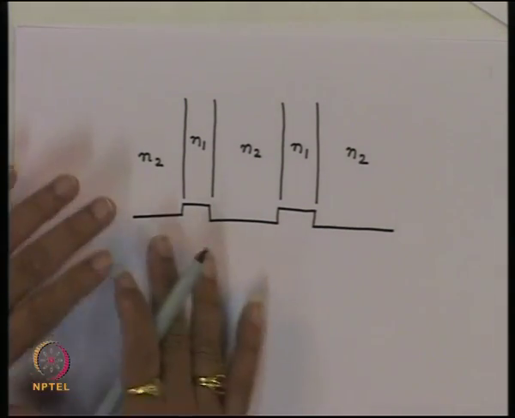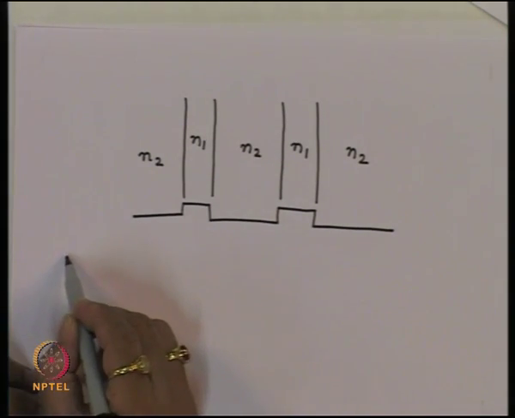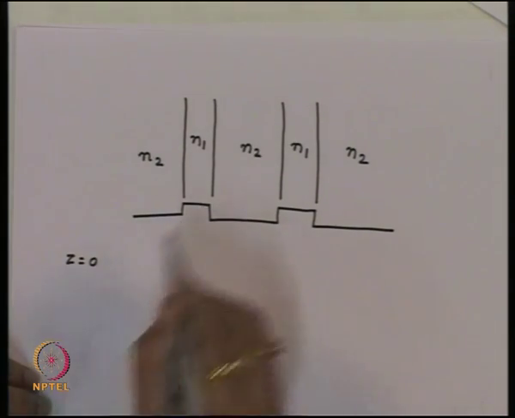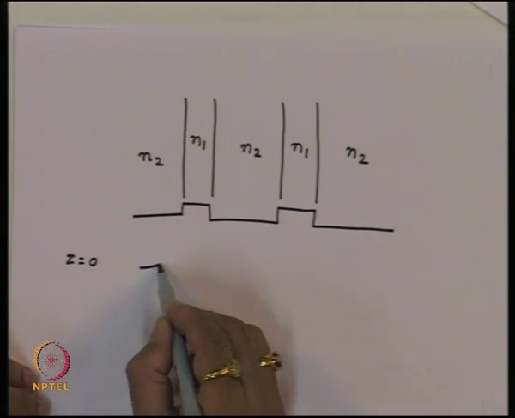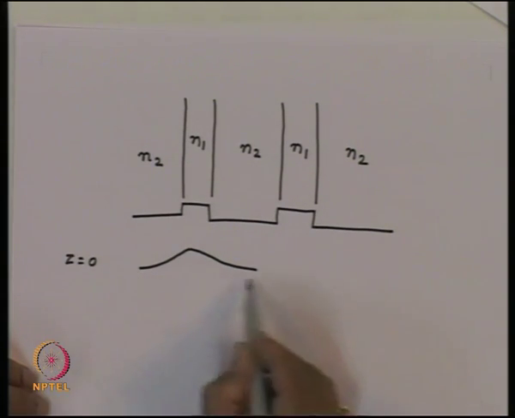So, we can consider something like a superstructure which has a refractive index variation something like this, and we have excited only this waveguide. So, we have to start with, let us say at z equal to 0, some location at the input, we have a field distribution which looks like that. That is what we started.